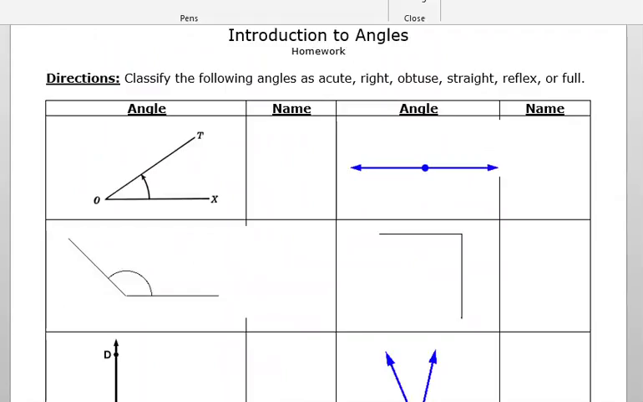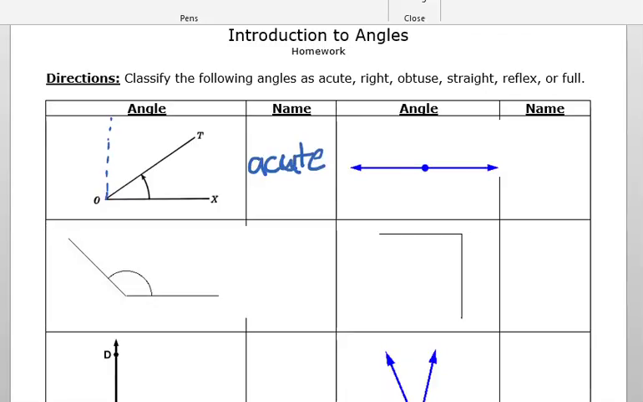Introduction to angle homework. Classify the following angles as acute, right, obtuse, straight, reflex, or full. This angle right here, I'm looking at it and I see that it is less than 90 degrees. If it were 90 degrees, it would go like this. So I know that it's between 0 and 90 degrees, and so I know that it is an acute angle.